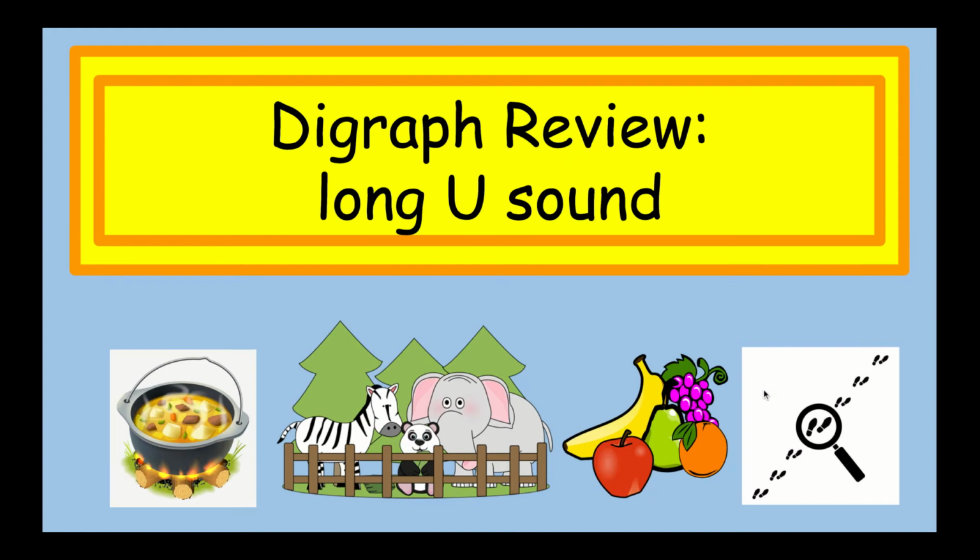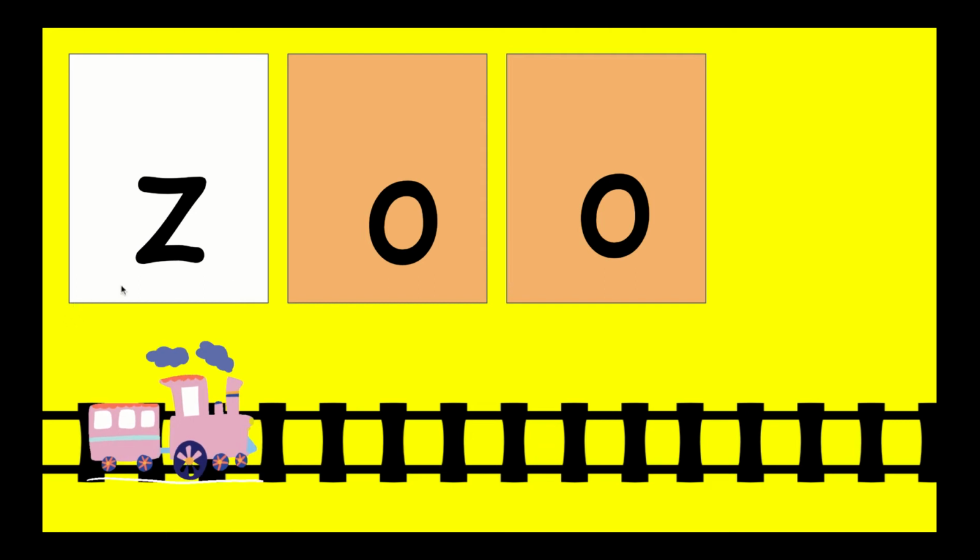Today we're going to review the long U sound. The long U sound, like in stew, zoo, fruit, and clue. It's that oo sound. Let's do this first word together.